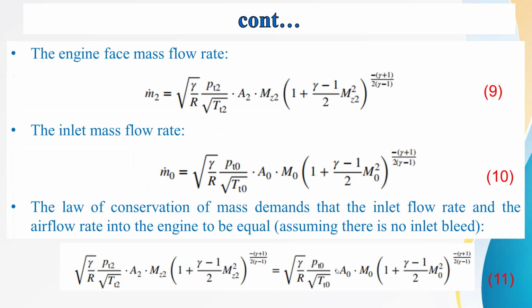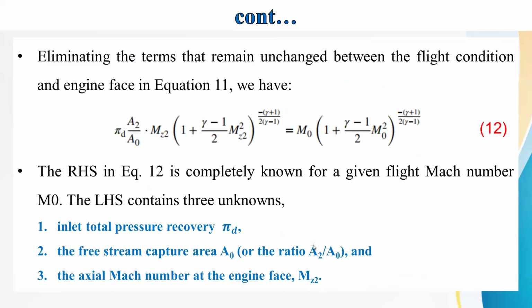So the M naught conditions are represented with A naught, M naught, T naught, PT naught, and so on. And M2 conditions are represented with A2, MZ2, and so on. So it needs some kind of rearrangement. And once we rearrange it, what we can get is this kind of equation. So equation 12 represents the balance between the inlet condition and the compressor condition.